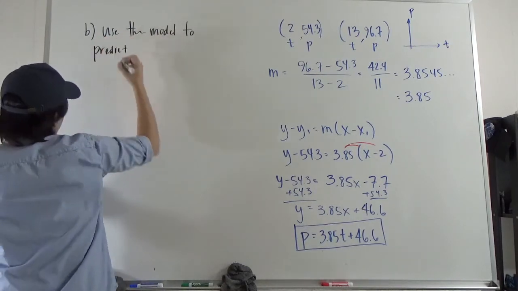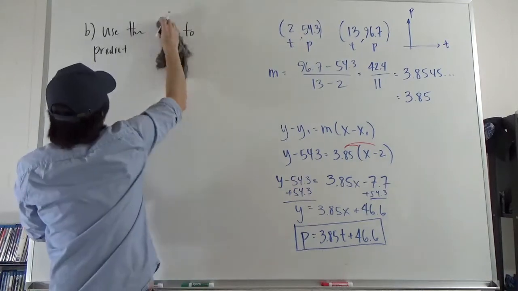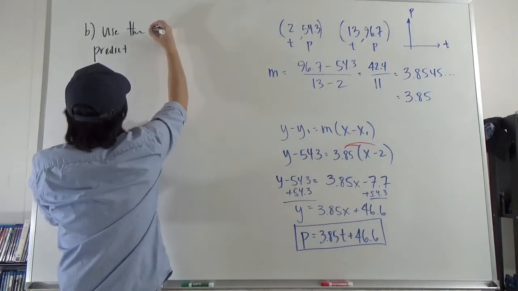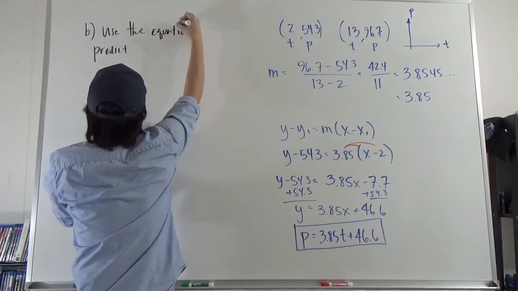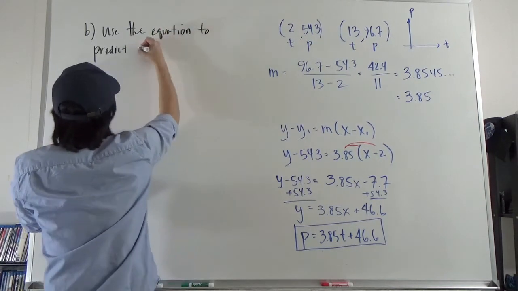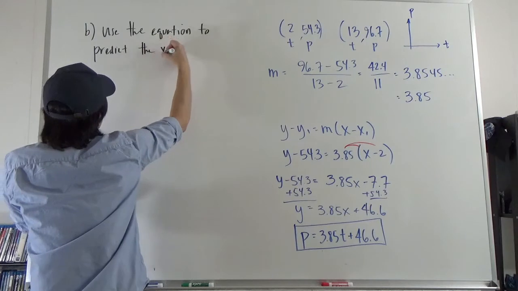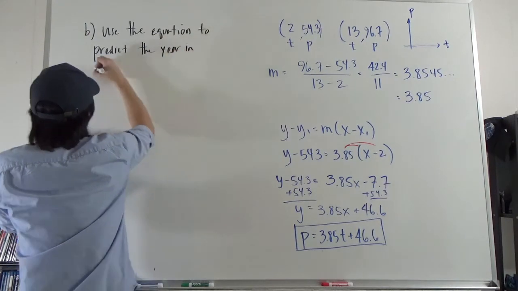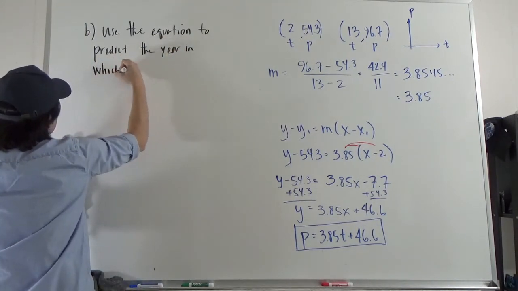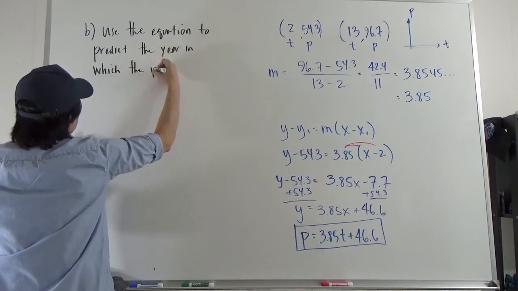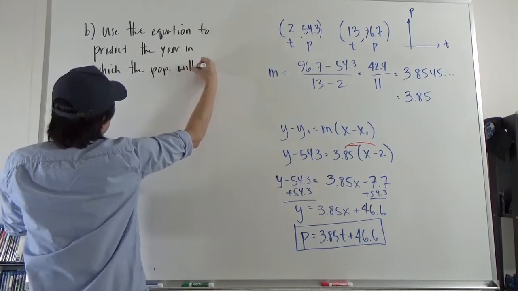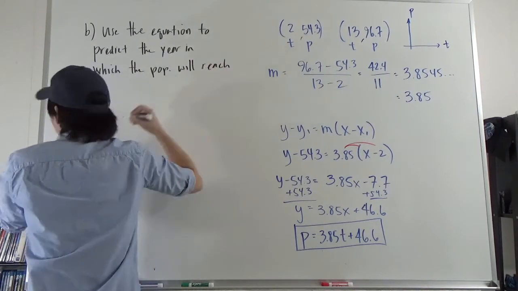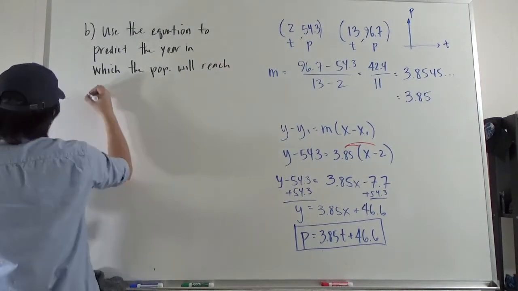Use the equation of the model to predict the year in which the population will reach 130,000.